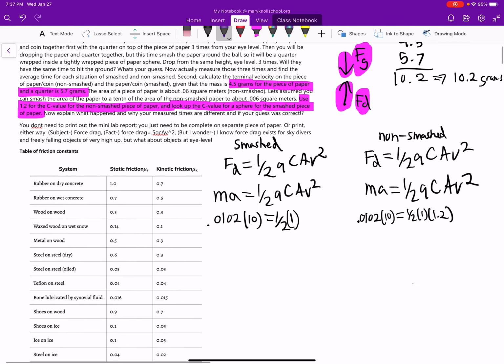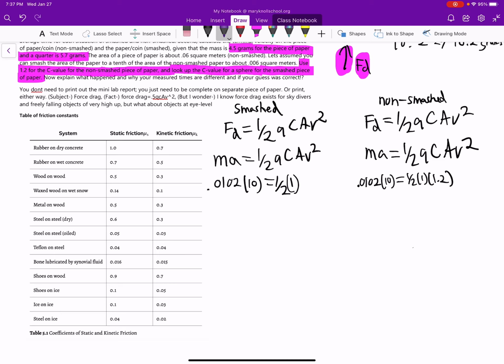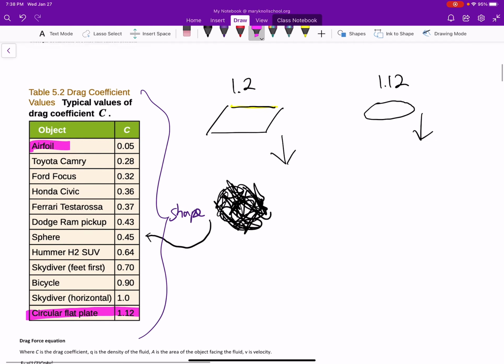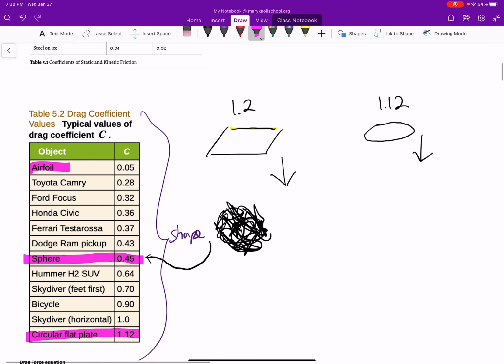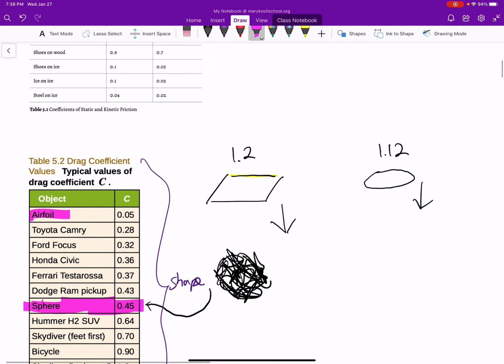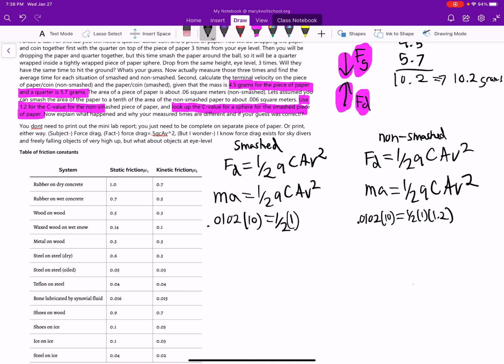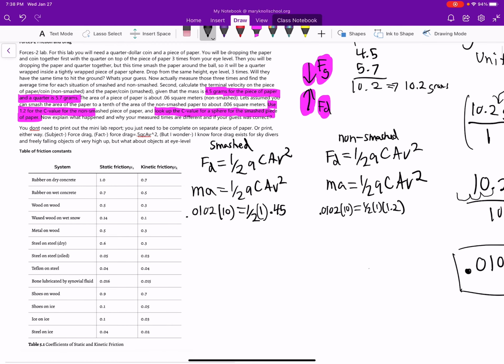Okay, so let's go over here. We changed the C value. Now let's look for the C value for the smashed paper. Look up the C value for a sphere for the smashed piece of paper, which we kind of already did. So sphere 0.45. Check it out. 0.45. All right. So C value for the smashed is 0.45. Let's go ahead and separate these guys a little bit.